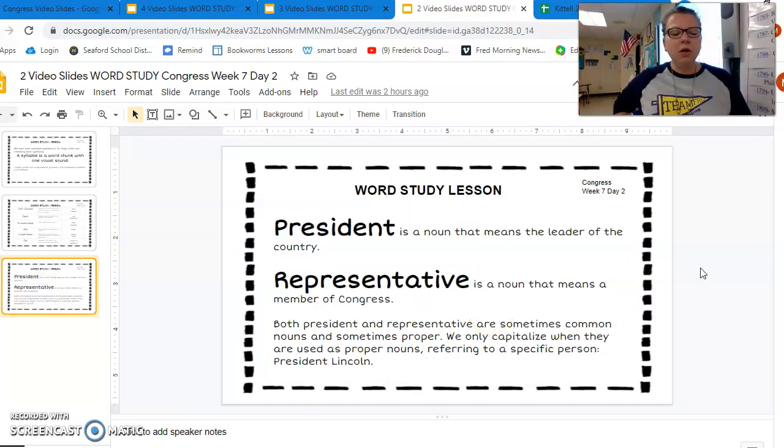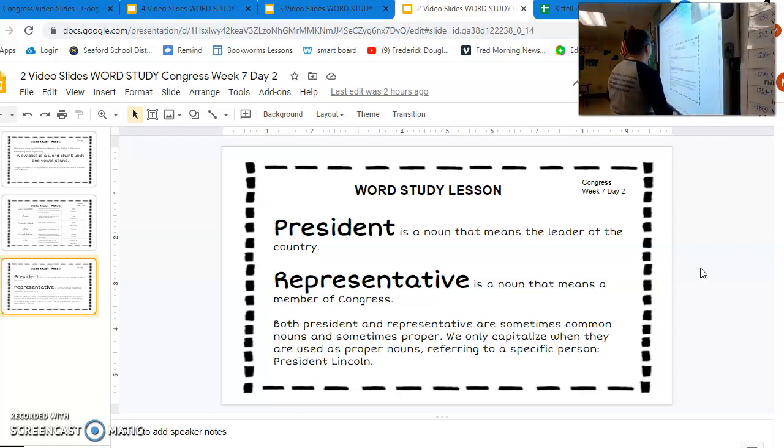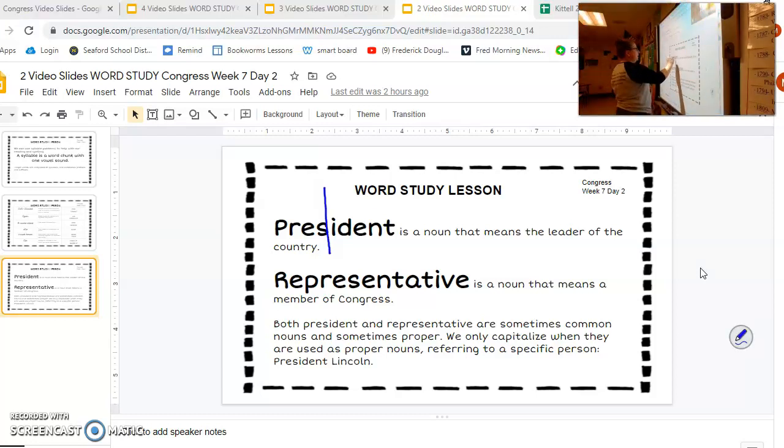The first word is president. What word? President. Very good. We are actually still trying to see who is going to be the new president of the United States. Okay, president. Let's see how many syllables we have in the word president. President. Very good. It's a leader of the country. So now let's look and see what type of syllable we have in here.